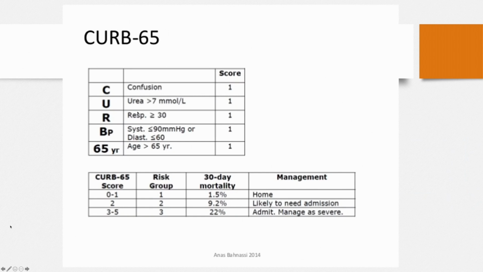Like I mentioned before, CURB-65 is a simplified version of assessing for patients' disposition, and it uses a lot less criteria. So the age is a little higher here. It was 50 on the PSI, it's 65 here. You're assessing blood pressure, respiratory rate, BUN, and whether or not the patient is confused. And in this assessment tool, there's 3 main categories, and it makes it pretty easy. Either go home, they need to be admitted, or admit and manage as severe.